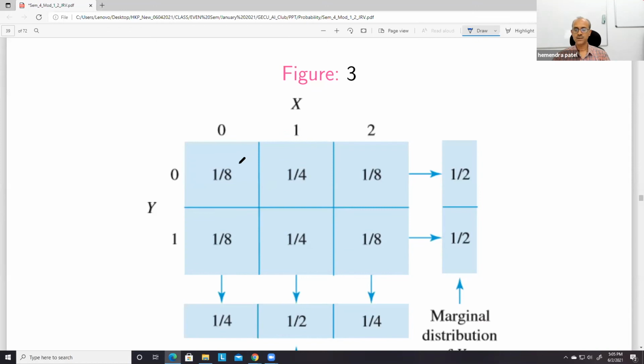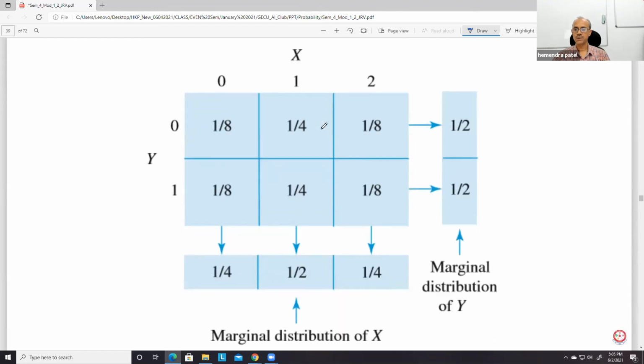So this is the x and y table. So the joint probability distribution of random variables x and y. So here you can see that 0 head, and here also 0 head, means there is no head in all the 3 tosses. So the possibility is only 1. So the probability is 1 by 8.